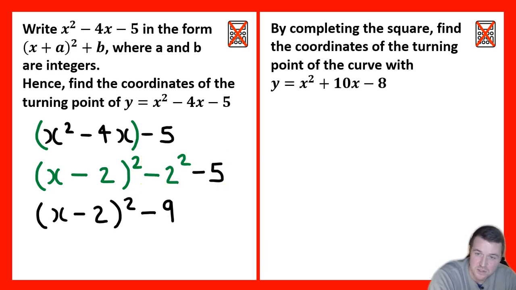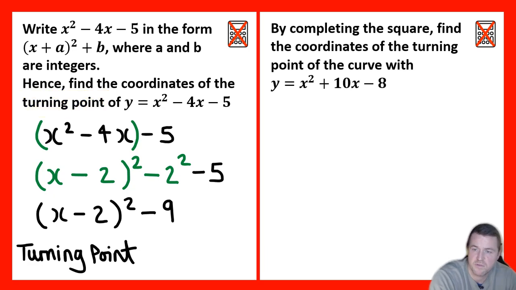Once we have completed the square form, we can use this really quickly to find the turning point of the graph of y equals x squared minus 4x minus 5. The turning point may also be referred to as the vertex, a stationary point, or a maximum or minimum depending on the type of quadratic you have, with the most popular phrase tending to be the vertex.